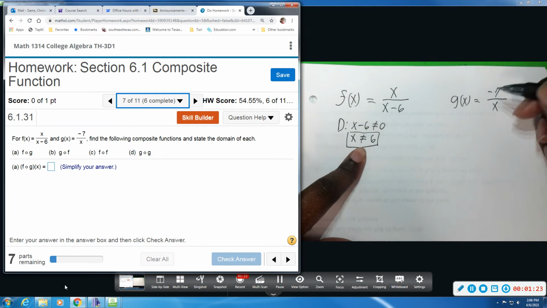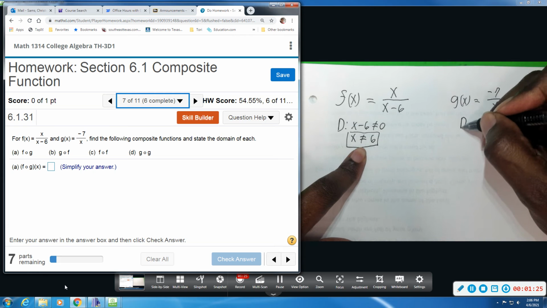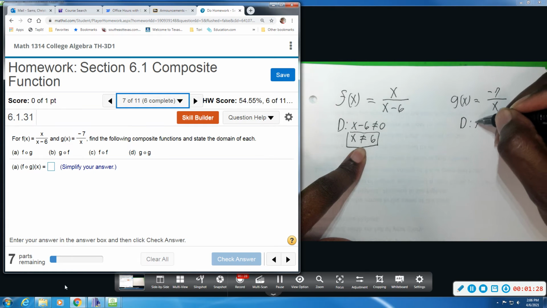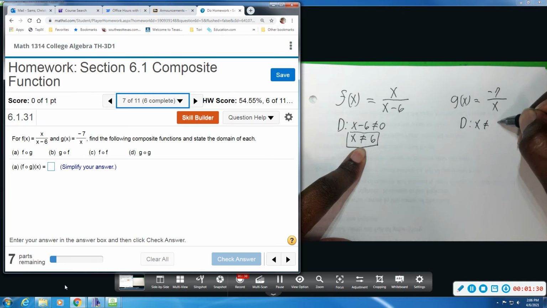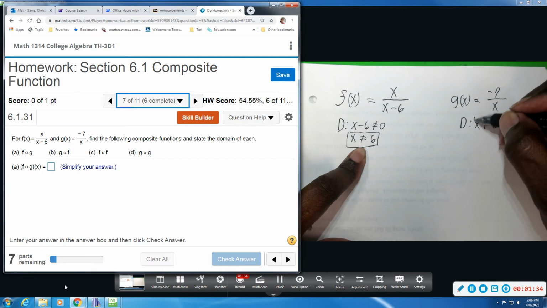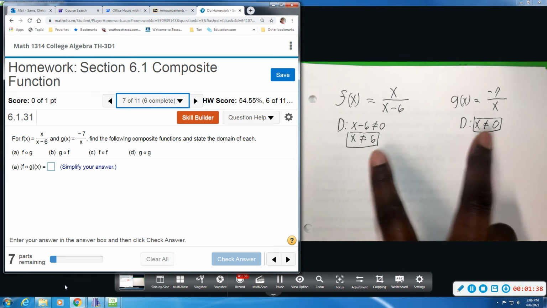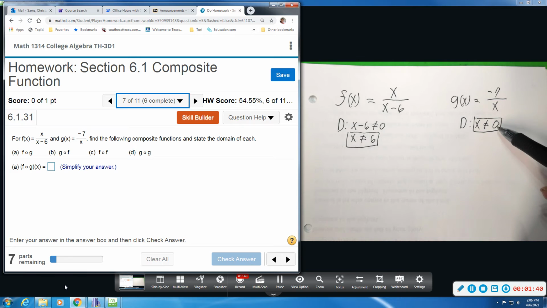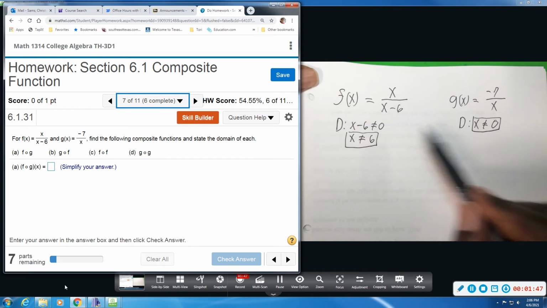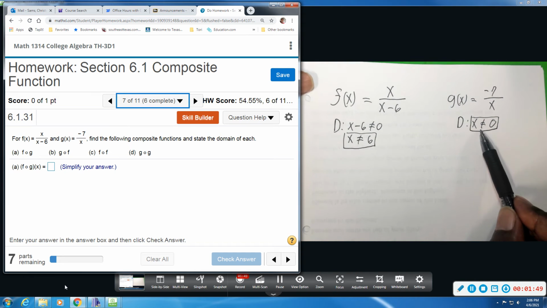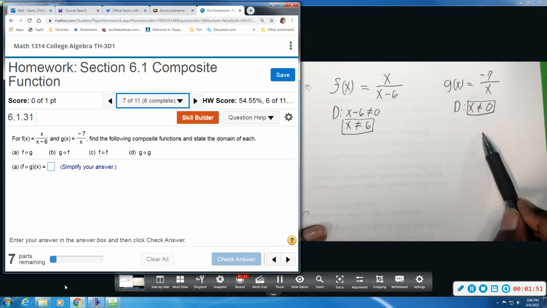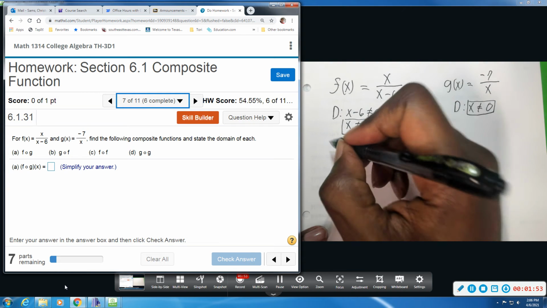Now when we do g, our domain here is x cannot be equal to 0, because we can't divide by 0. And there's nothing to solve here, we just have x cannot be 0. So this being the case, we will use these as part of our domains, and I'll show you how as we move forward. So you start out finding your domain or any restrictions, and from there we're going to start with part A.